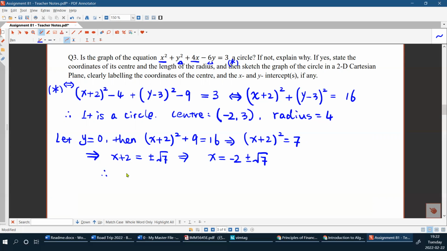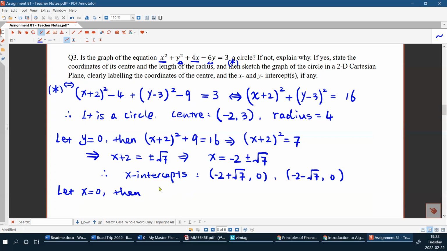Therefore, the x-intercepts are (-2 plus square root of 7, 0), and the other one is (-2 minus square root of 7, 0). All right. Then let's find its y-intercept. That means let x be 0, then find the values of y, right?